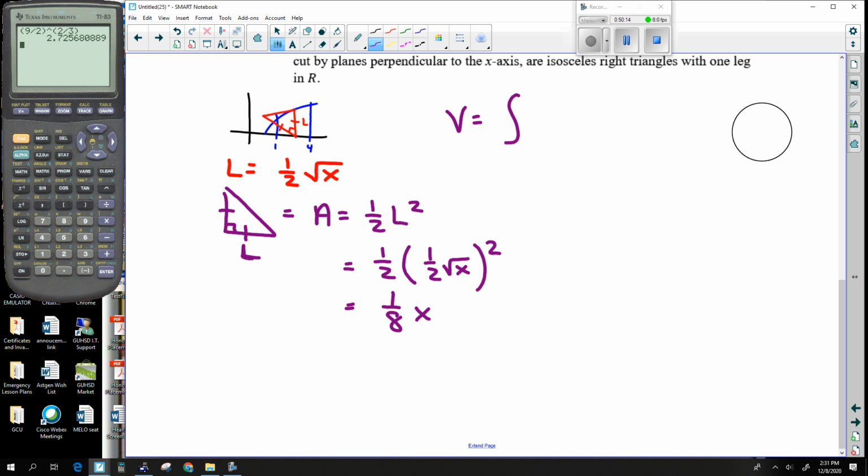So that means my volume is going to be the integral from 1 to 4 of 1/8 x dx. Obviously I'm going to take out this 1/8, but it's a simple integral now.